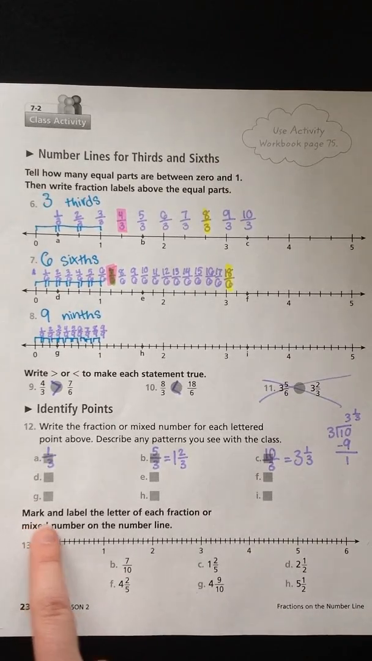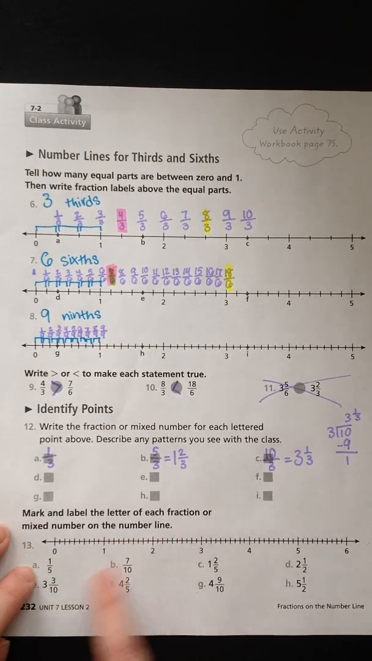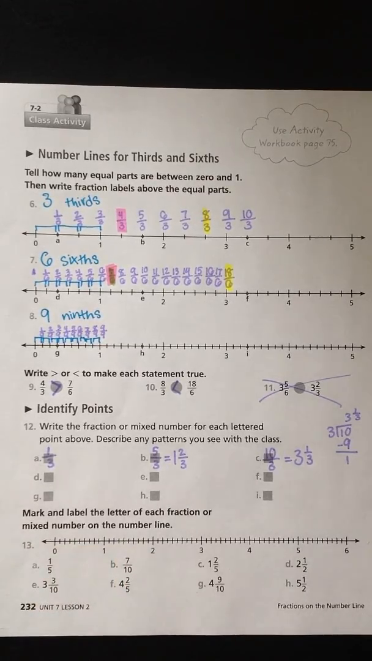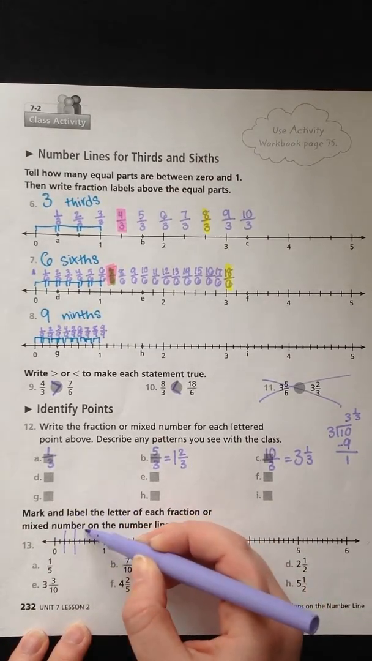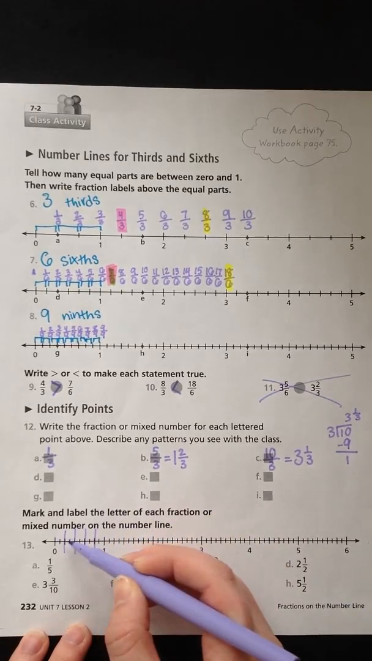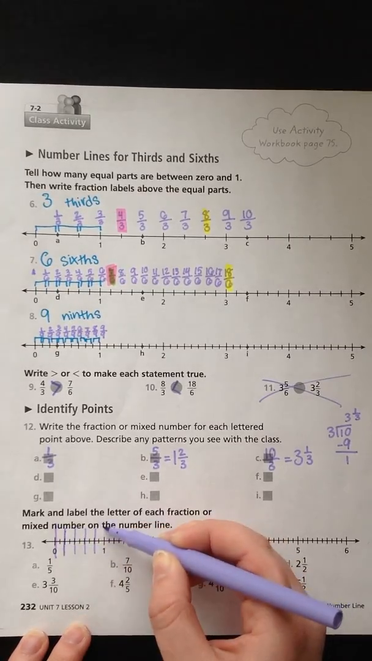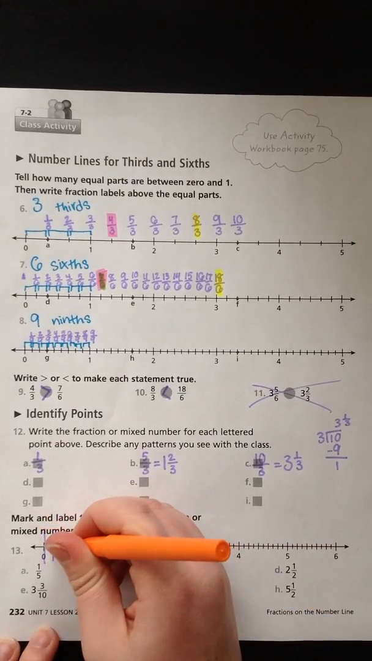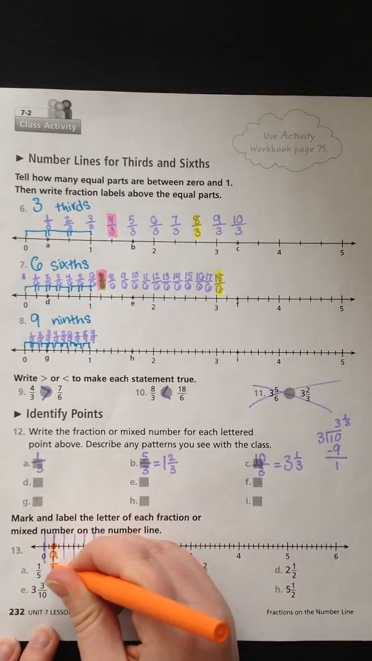Down here, it asks you to mark and label the letter of each fraction or mixed number on the number line. So right here, it's asking us, okay, where would 1/5 go on this number line? Which if we were to split it into 5 different parts, let's see. Here's 1 part, 2, 3, 4, and 5. There's our 5 different parts. So 1/5 would go, I'm going to use a different color, 1/5 would go right here. That would be where point A would be, that is 1/5.